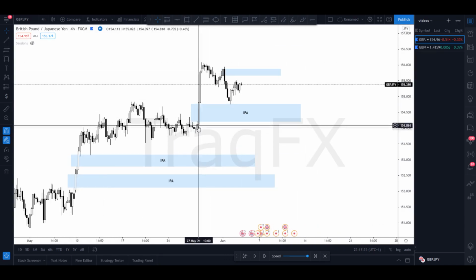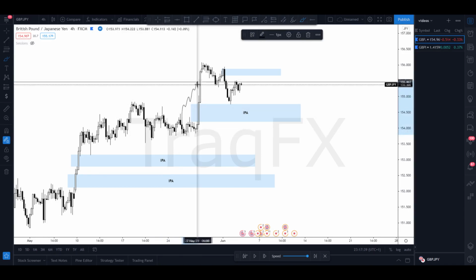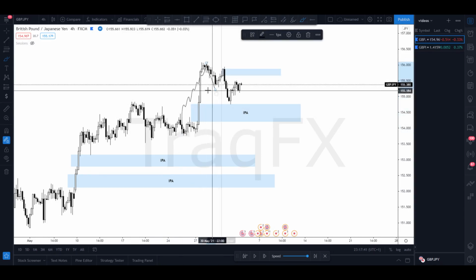In this case, we saw on the smaller time frames, price broke structure right here. So there was like this small little higher low trend, and then the market ended up breaking structure.